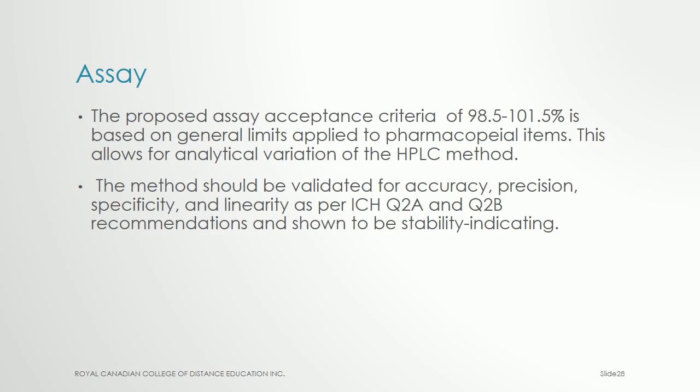The proposed assay acceptance criteria in the previous example of 98.5 to 101.5% is based on general limits applied to pharmacopoeial items. This allows for analytical variation of the HPLC method. The method should be validated for accuracy, precision, specificity, and linearity as per ICH Q2A and Q2B recommendations, and shown to be stability indicating.